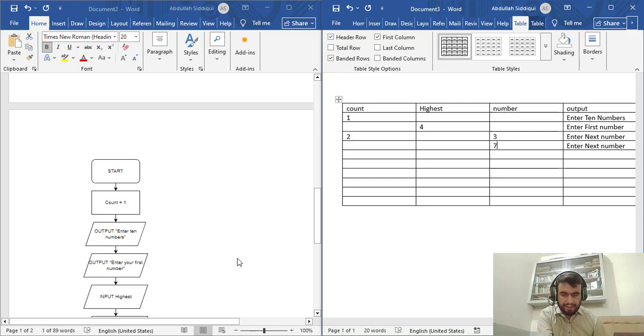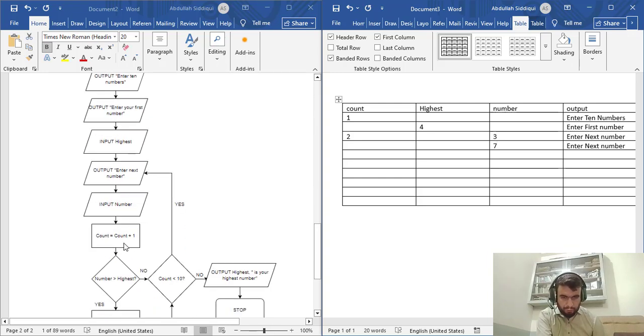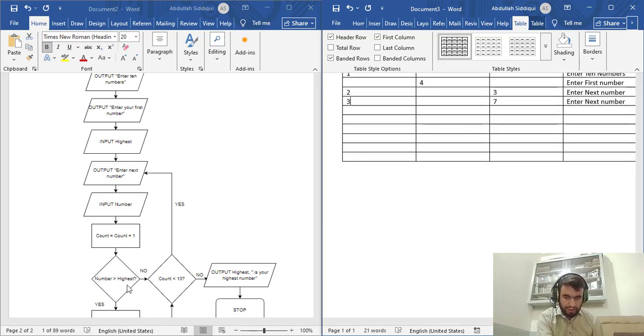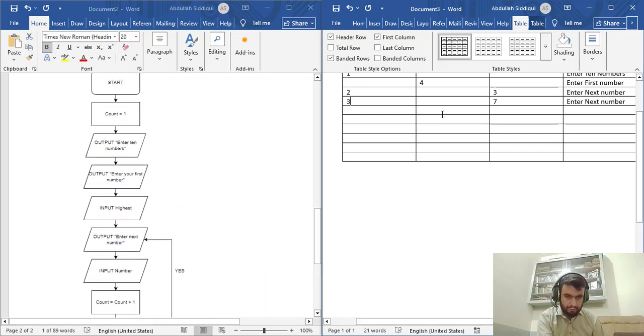So we have taken the 7. We have to increment the count, and we have incremented it, which is 3. Now, is 7 greater than 4? Is the number greater than highest? Yes. We have to replace the highest by the number. So we have replaced it.